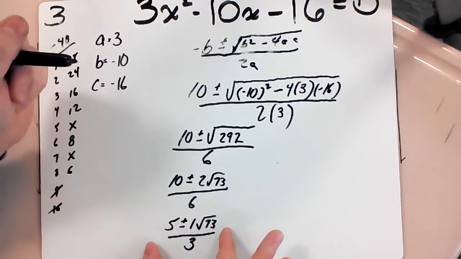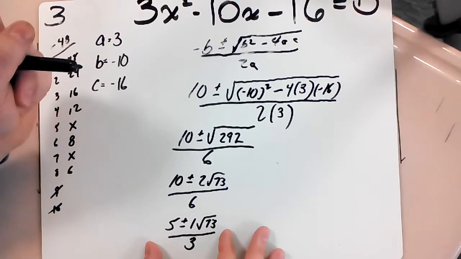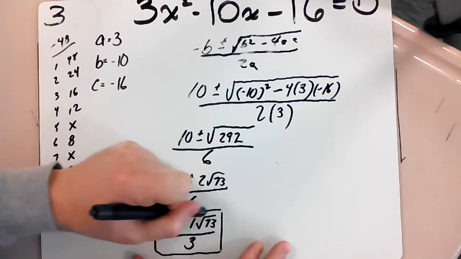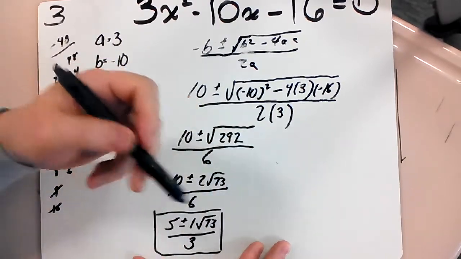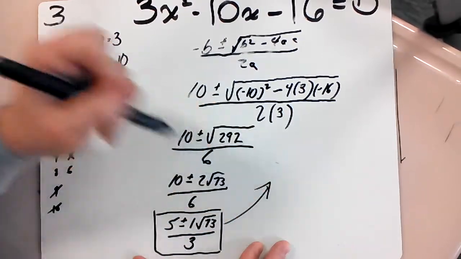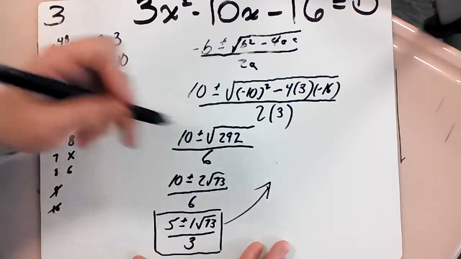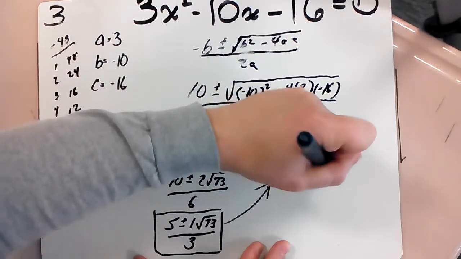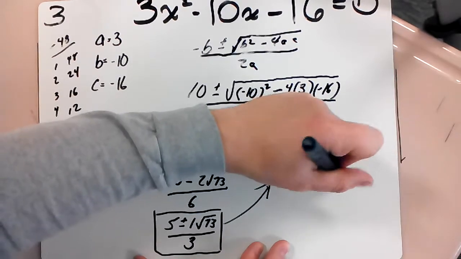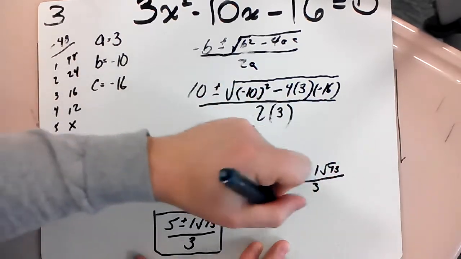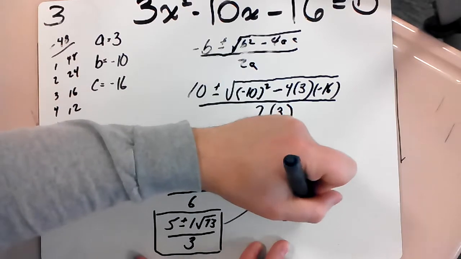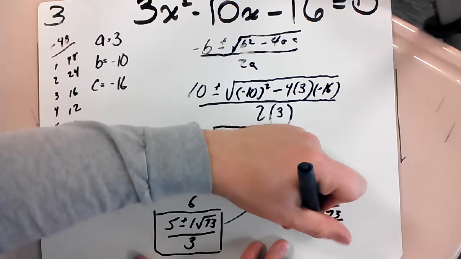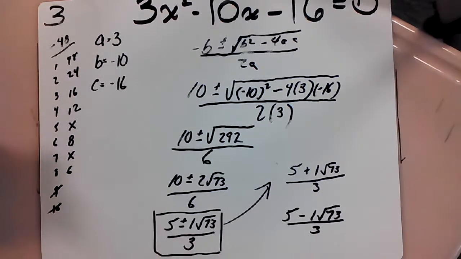Okay, so I could leave the answer like this. That is okay. This is a solution. I'm going to show you what it looks like on paper in a graph. Or I can write it as 2 separate parts. So I can say 5 plus 1 square root 73 over 3 and 5 minus 1 square root 73 over 3. Both of those are solutions.